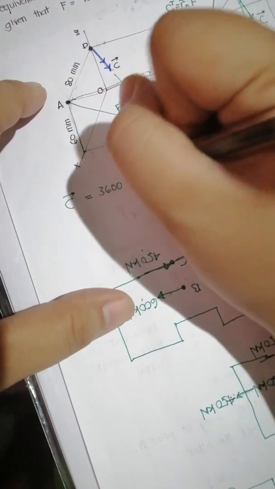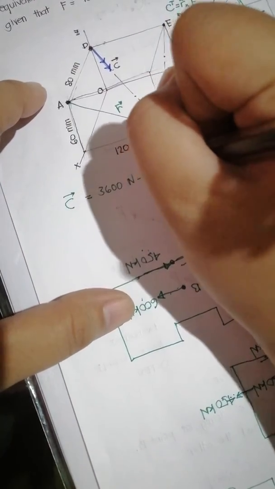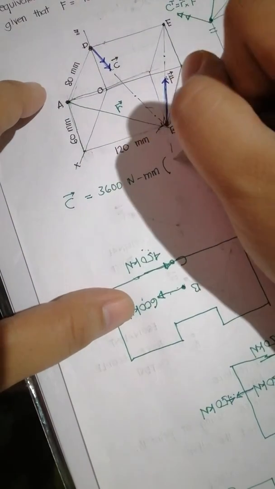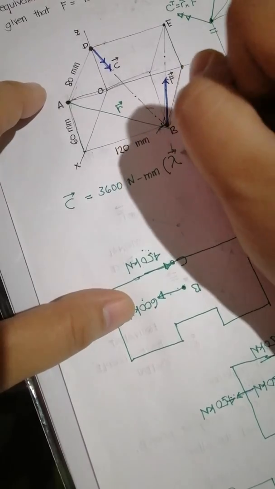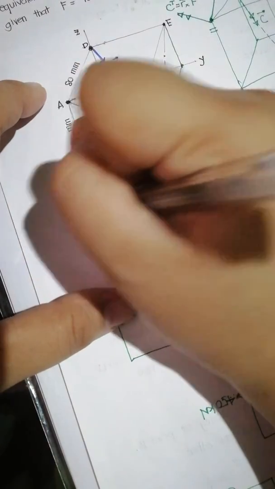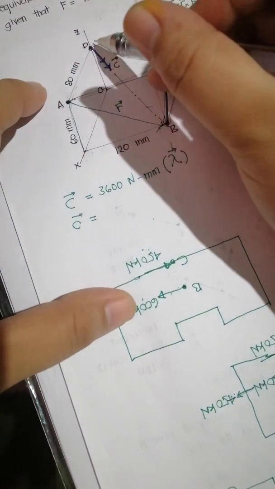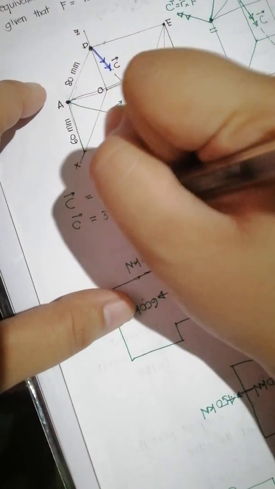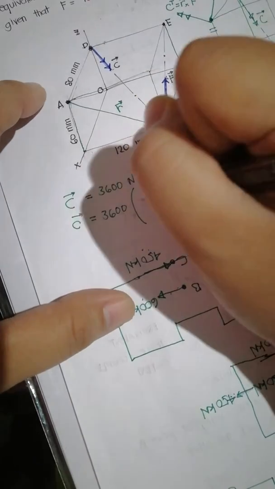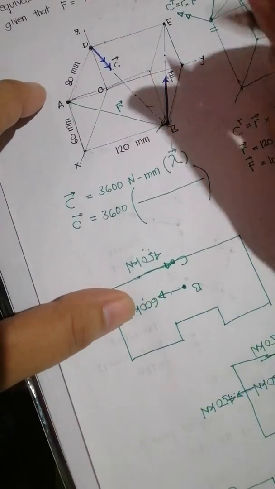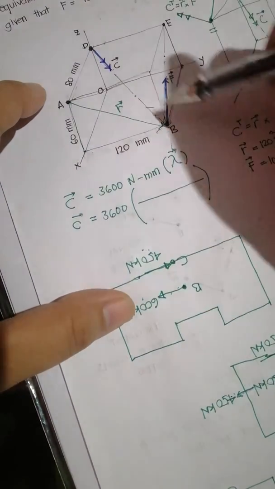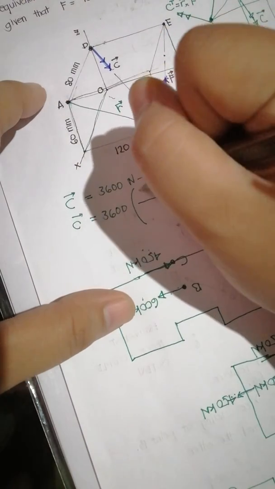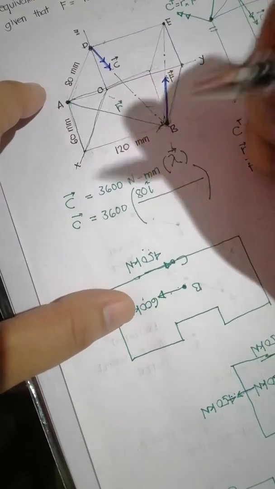We have this in Newton mm, and then we'll have to multiply it by its lambda, or unit vector. For its unit vector, we will be using the position vector from D to B. So we'll have 3,600 now, and then the i hat for distance D to B would be 80 mm. So 80 i hat.